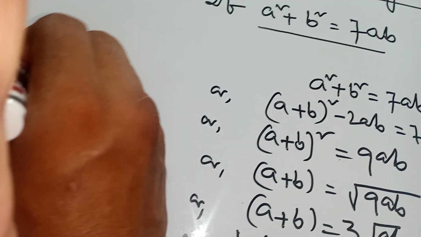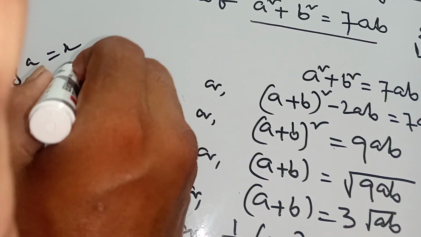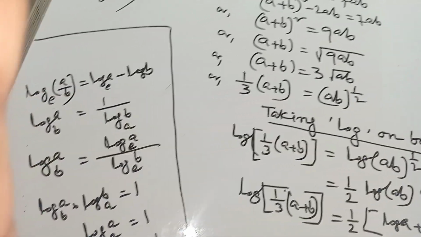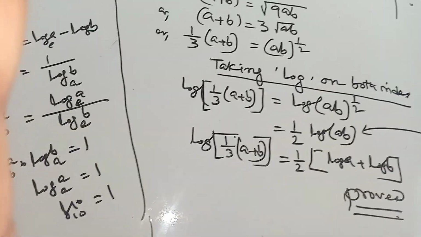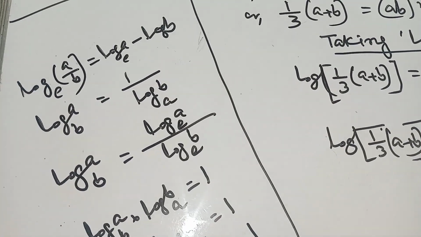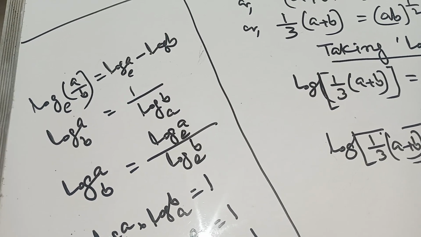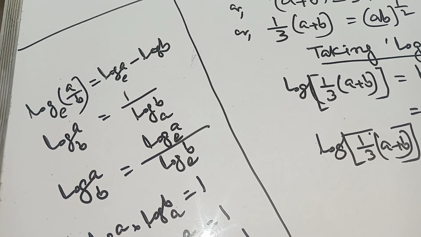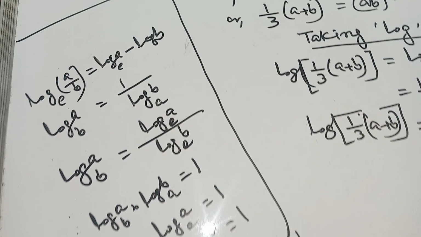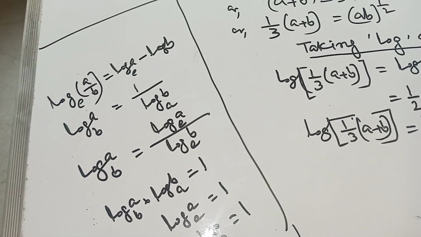Another formula: log base e of a equal to x, then a equal to e to the power x. This is also a most important formula. This formula you must learn. What is this formula? The quotient formula: log a by b will be log a minus log b. When base will be changed, log base b of a will be 1 by log base a of b. And log base a of b can be written as log base e a by log base e b. And log base b of a into log base a of b will be 1. And log base a of a is 1.